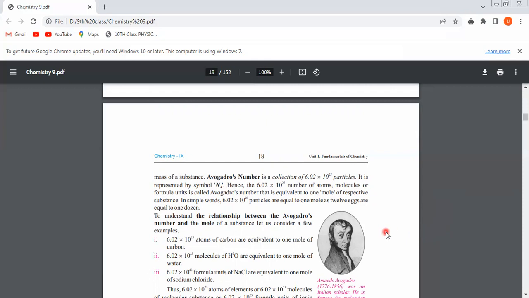Avogadro number and mole. Avogadro number. In chemistry, we deal with substances which are composed of atoms, molecules, or formula units. The counting of these particles is not possible for the chemist. The concept of the Avogadro number facilitates the counting of particles.